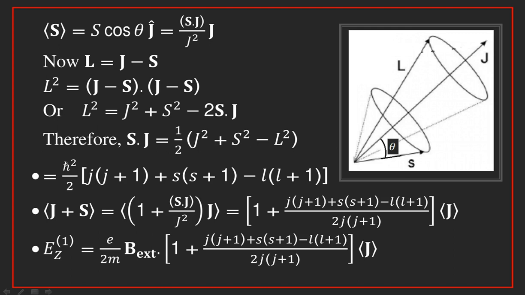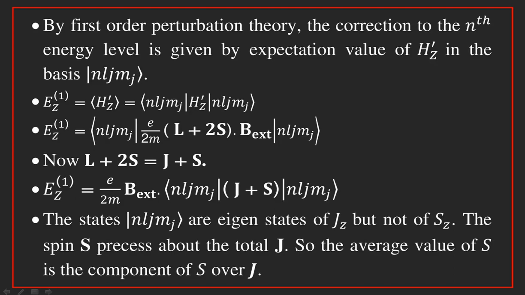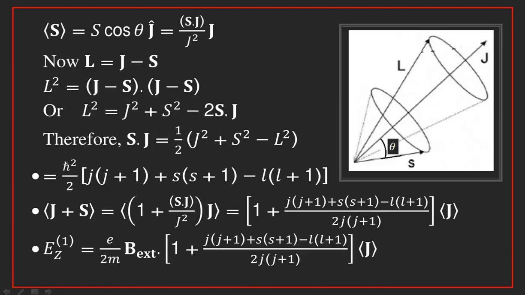If we take the expectation value of this S dot J, we get 1 by 2 of the expectation value of J square, which will be J into J plus 1 h cross square, plus S into S plus 1 h cross square minus L into L plus 1 h cross square. So h cross square is taken out. Then we have to find the expectation value of J plus S.